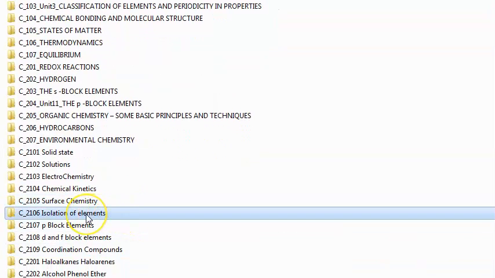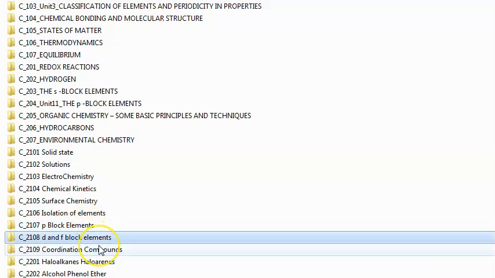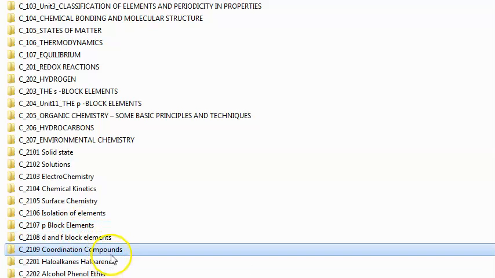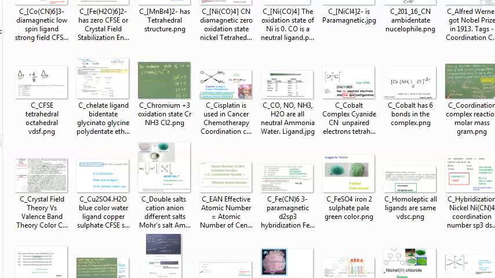Then isolation of elements like metallurgy, right? P block elements have come here again. D and F block elements. I think this is a continuation. P block elements, D and F block elements. Coordination compounds. This is very interesting. Coordination compounds are also very interesting. You will read about cisplatin, cobalt complex, cyanide. So many such coordination compounds you will learn.